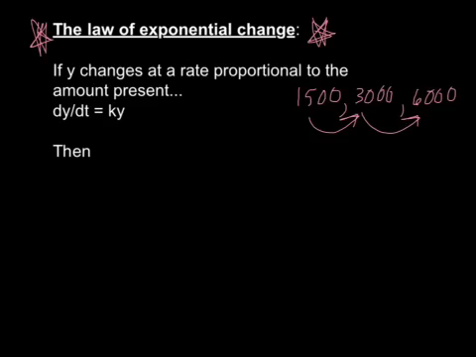If y changes at a rate that's proportional to the amount present, so this 1500, that change is the change that brings us to the next amount, or we could say the next amount is a multiplier of the previous amount. Then we can express with a derivative, very arbitrarily here, dy/dt equals ky, and in our last video we were separating variables, so we'll do that here and get the conclusion of the exponential law of change.